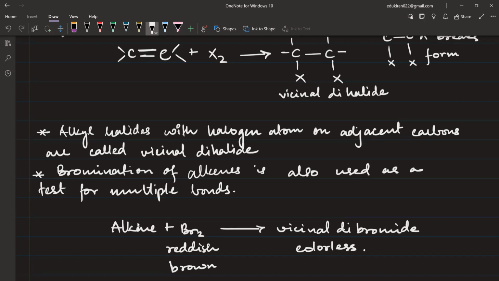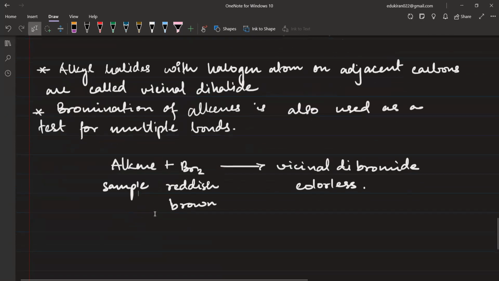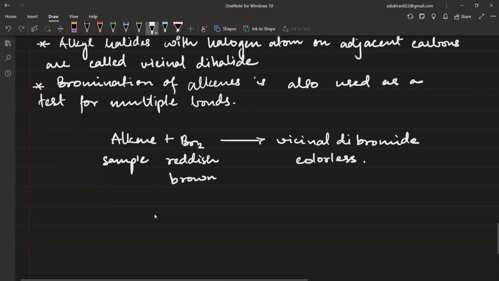So what does it mean? It means that if this sample turns the reddish brown Br2 to colorless, then it is an alkene. Okay, if it is alkene, then it is going to convert it to colorless. You can write some examples here. Double bond like this plus Br2, it is going to give you Br on this carbon atom and Br on this carbon atom.